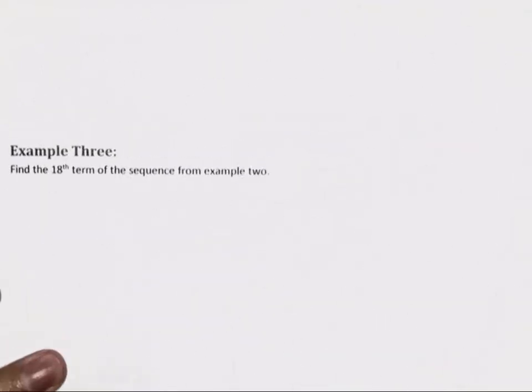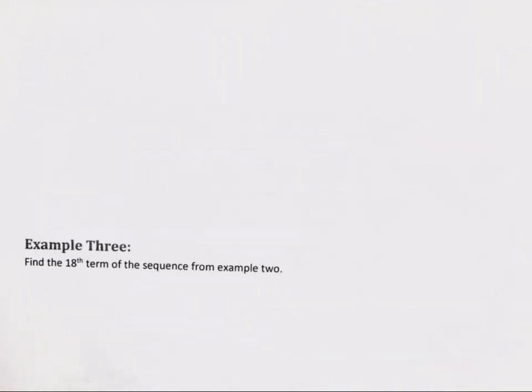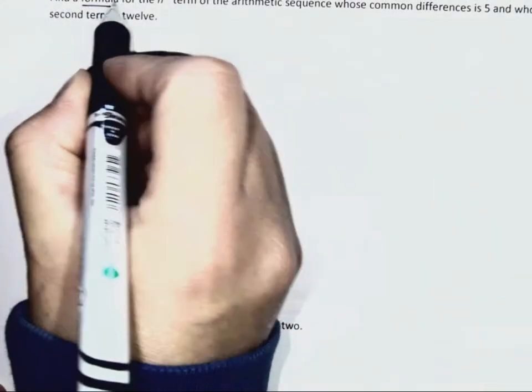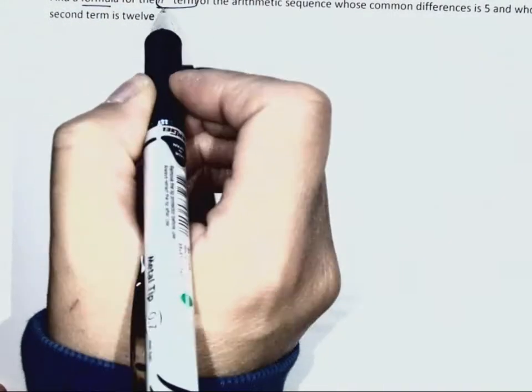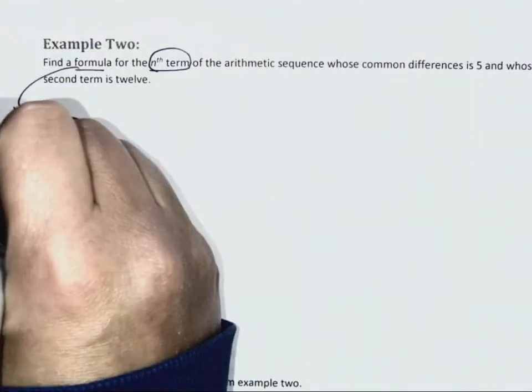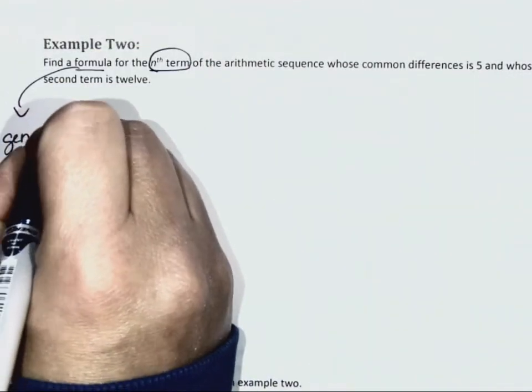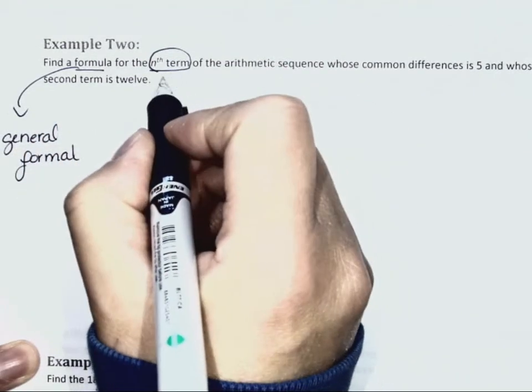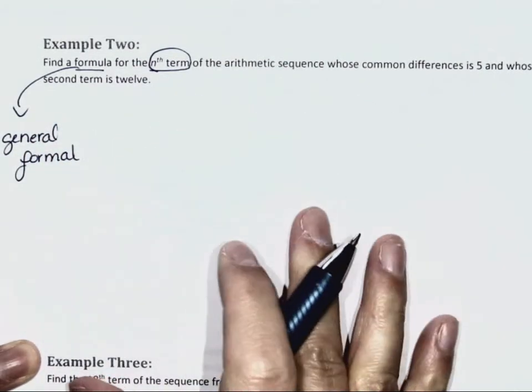Okay, so that's page 1. Oh, I have so many examples. There's 3 pages to this. Find the formula for the nth term. So, oh, sorry, you can't see that. So you are making a general formula. So anytime I ask for something to the nth term, you're making a general formula.